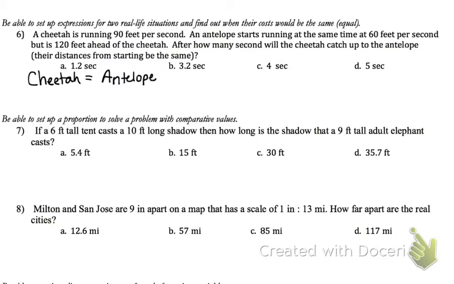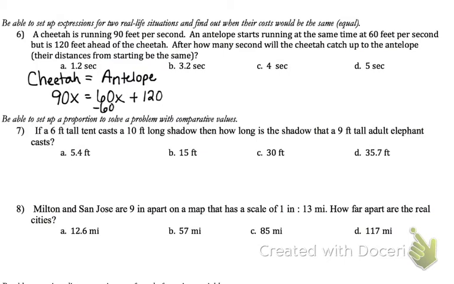Okay, so the cheetah is running 90 feet per second, so we're going to put 90x for the cheetah. 90 feet every second, and the question is how many seconds will it take? So x is our unknown. The antelope is running 60 feet per second, but it got a head start of 120 feet. So it's already 120 feet ahead of the cheetah. So let's solve this equation.